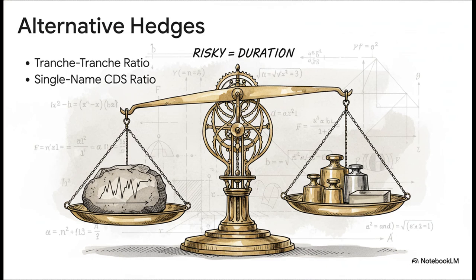But what if you aren't using a broad index to hedge? Well, you can get way more surgical. You can use a tranche-tranche ratio, matching the risky duration of a low-quality tranche against a high-quality one.